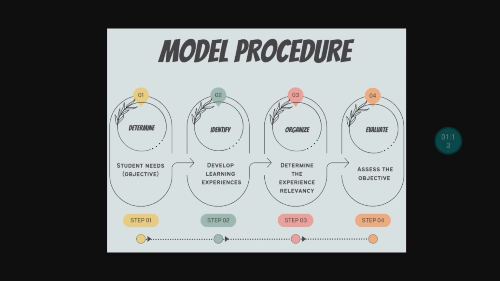So Ralph Tyler made the model procedure of how curriculum evaluation is done. As you can see, first is determining, which means you are going to determine the student's need or the objective that you need to achieve, and it answers what are the goals or educational purposes that need to be attained. Second is identifying, which means identifying or developing learning experiences, and it answers how can learning experiences be selected which are likely to be useful in attaining the objective.